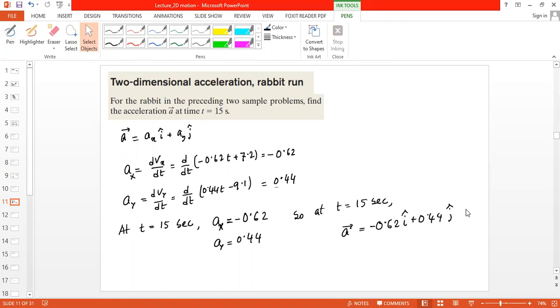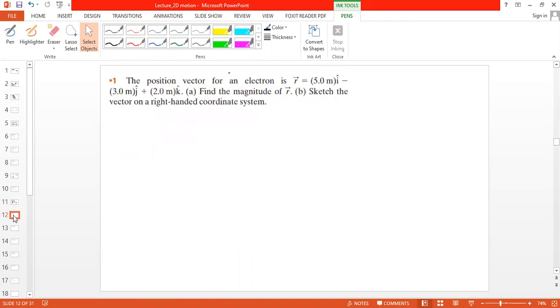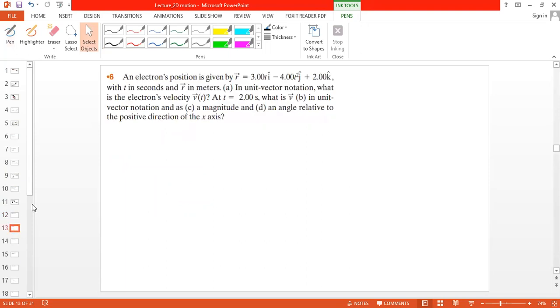At this point, I want to try a few more maths. For example, number 1 is an easy one, so I don't want to do this one. Try this one, number 6. An electron's position is given by r equal to 3t i minus 4t squared j plus 2k, where r is in meters. It's very easy math. In unit vector notation, what is the velocity of the electron at time t equal to 2 seconds?